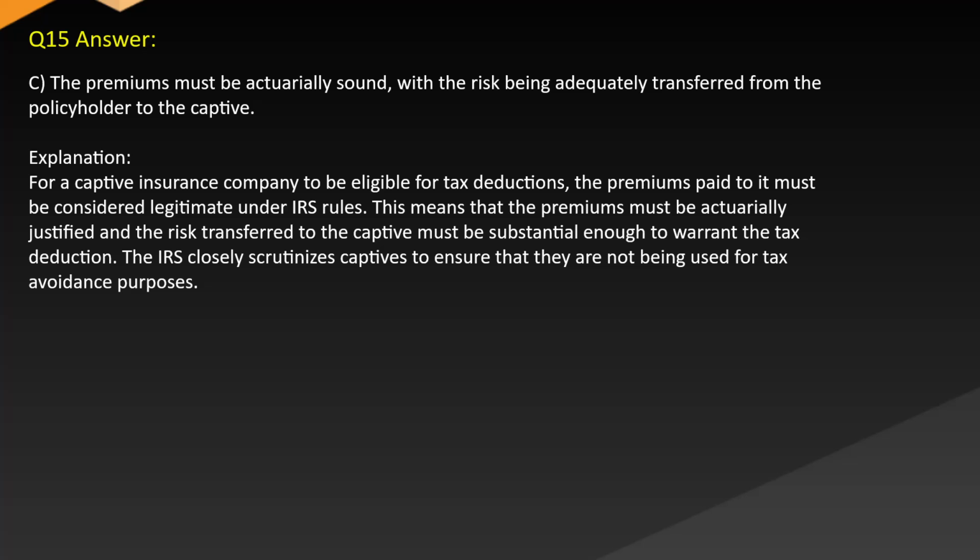Answer. C. The premiums must be actuarially sound, with the risk being adequately transferred from the policyholder to the captive. Explanation. For a captive insurance company to be eligible for tax deductions, the premiums paid to it must be considered legitimate under IRS rules. This means that the premiums must be actuarially justified and the risk transferred to the captive must be substantial enough to warrant the tax deduction. The IRS closely scrutinizes captives to ensure that they are not being used for tax avoidance purposes.